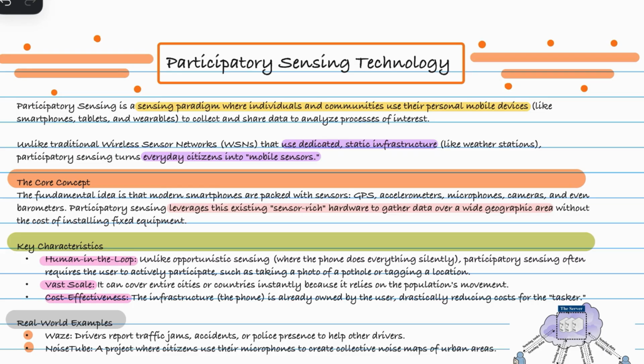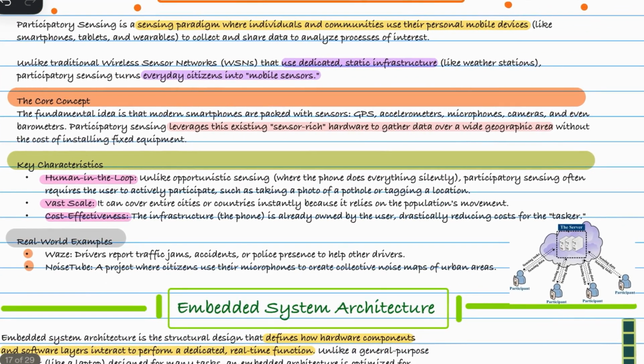So participatory sensing simply crowdsources this data, right? It is where individuals use their personal mobile devices. It replaces dedicated static infrastructure and turns every citizen into a mobile sensor, right? It is leveraging the existing sensor-rich hardware, which I told you about, our phones, and gathering information that is geographically wide. So there are no geographical boundaries to collecting this data, right?